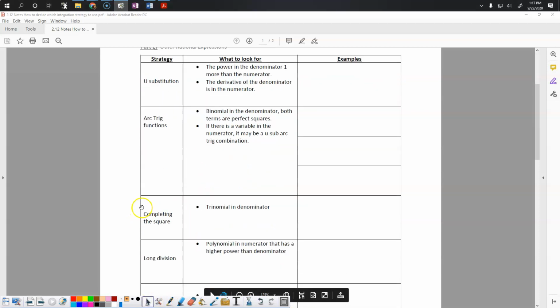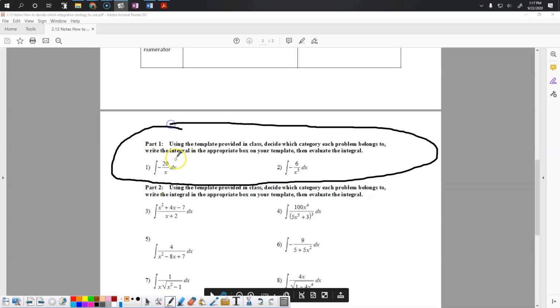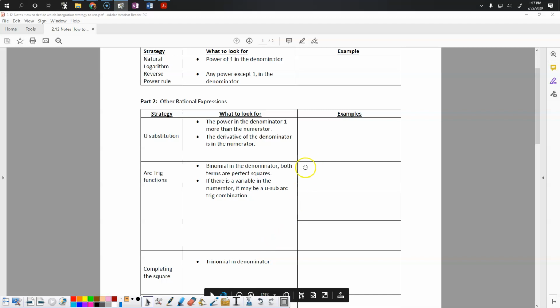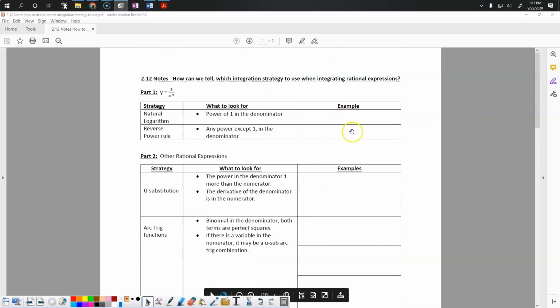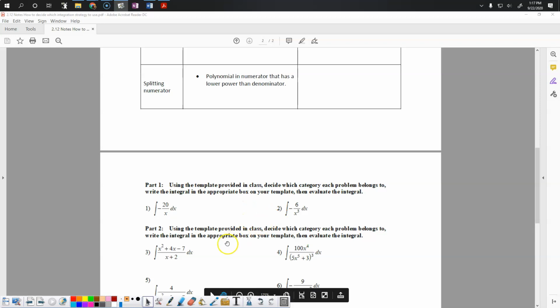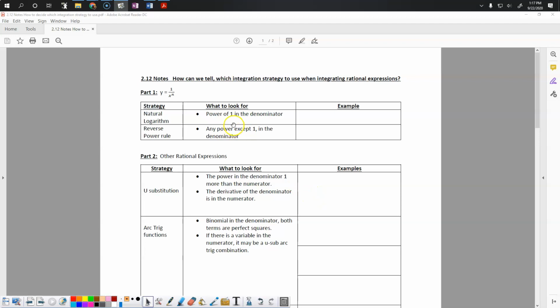So what I want you guys to do now is take a look at part 1 here. I want you to pause the video, and I want you to write both of these problems in the appropriate spot. And what do I mean by that? Up here, I want you to put one of them in this spot and one of them in this spot so that you'll know which one is which. So which one of these integrals down here under part 1 would be a natural log, and which one would be a reverse power rule? And it all has to do with, does it have a power of 1 in the bottom or a different power?